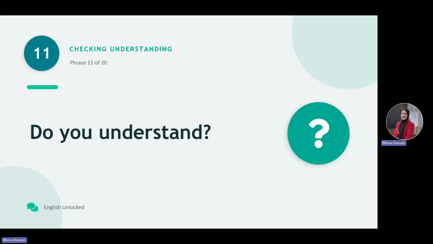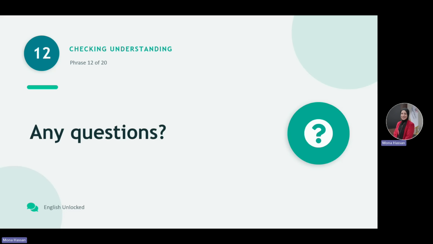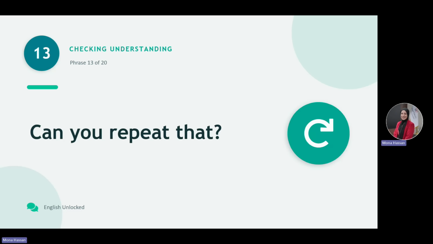This is a quick way to check in with the class if they got the concept or not. Now, another expression that is used, and it always gives the students a chance to ask, is any questions? You can say also, do you have any questions? Another one that you can use when you would like a student to say something again is, can you repeat that?